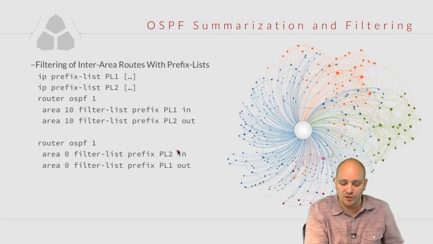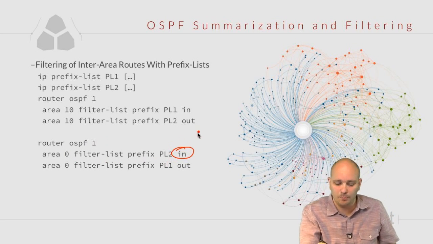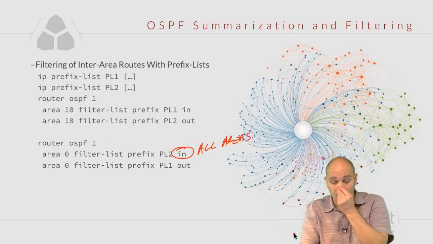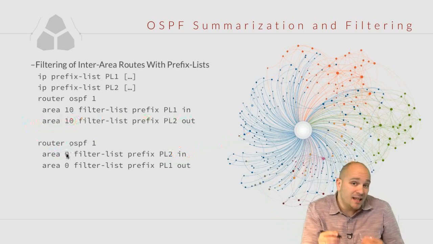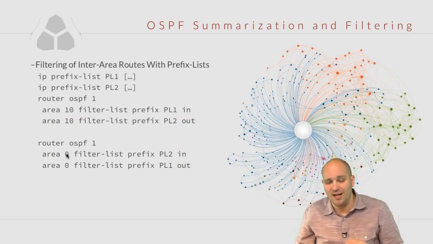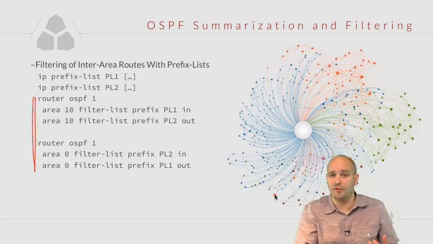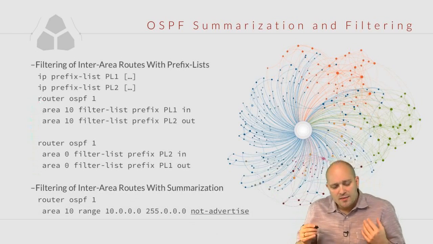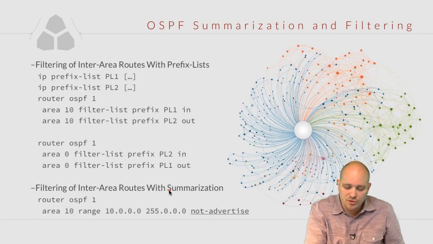Because with this configuration, when I say filter the routes as they are being advertised into area 0, I'm not saying from which area. This applies to all areas that are attempting to inject their prefixes into area 0. This filter here, however, affects only area 10. But if we only have area 0 and area 10 on our routers, these two configurations are functionally equivalent configurations.